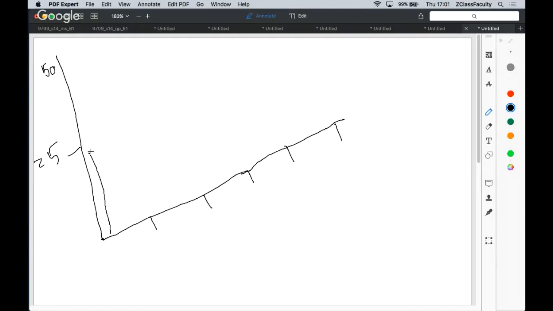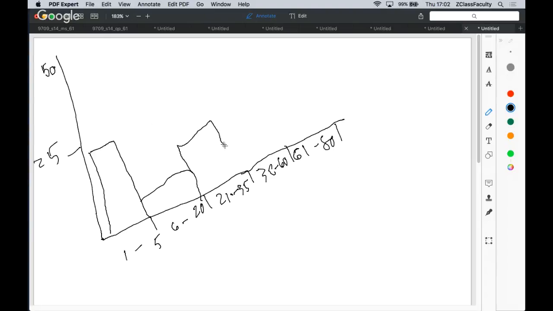And since it goes from 1 to 5, we'll say 1 to 5, 6 to 20, 21 to 35, 36 to 60, and 61 to 80. And then 6 to 20 had 9, so it goes somewhere around there. So then 21 goes a bit lower than that, and then somewhere around there. So the only starting problem is when you draw the histogram.